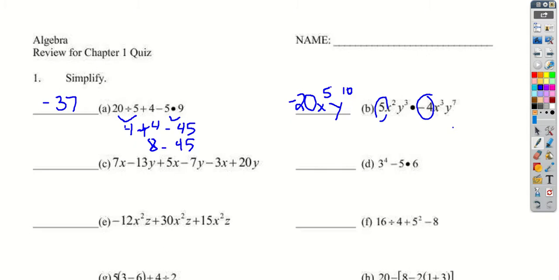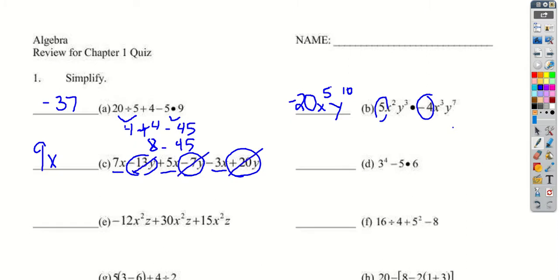Second one, we're adding and combining like terms. So add the 7x and the 5x and the negative 3x. So that's 12 minus 3 is 9. And then I have my y's. So I have the negative 13y, the negative 7y, and the 20y. So this is negative 20 plus 20. That's just 0y, so that just drops out.